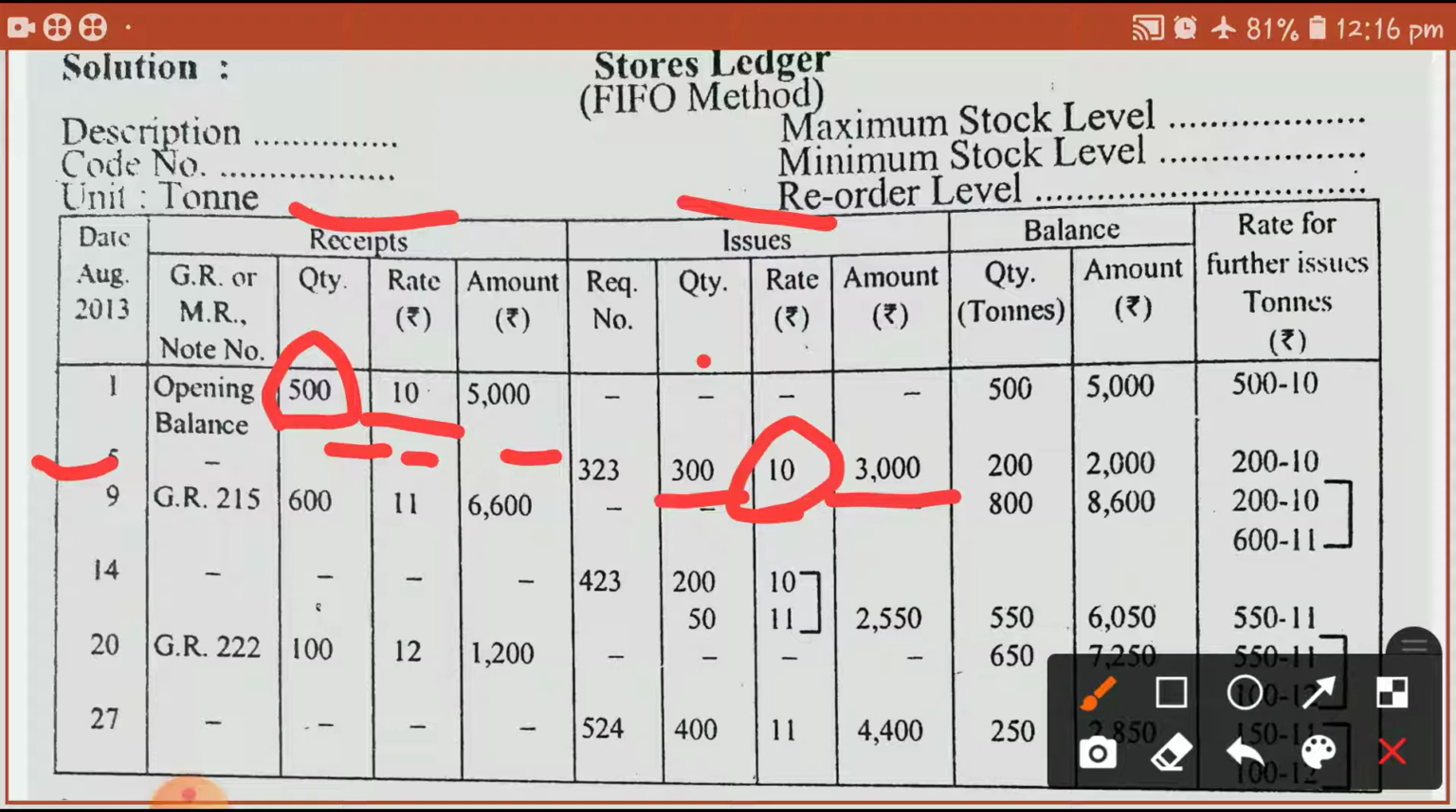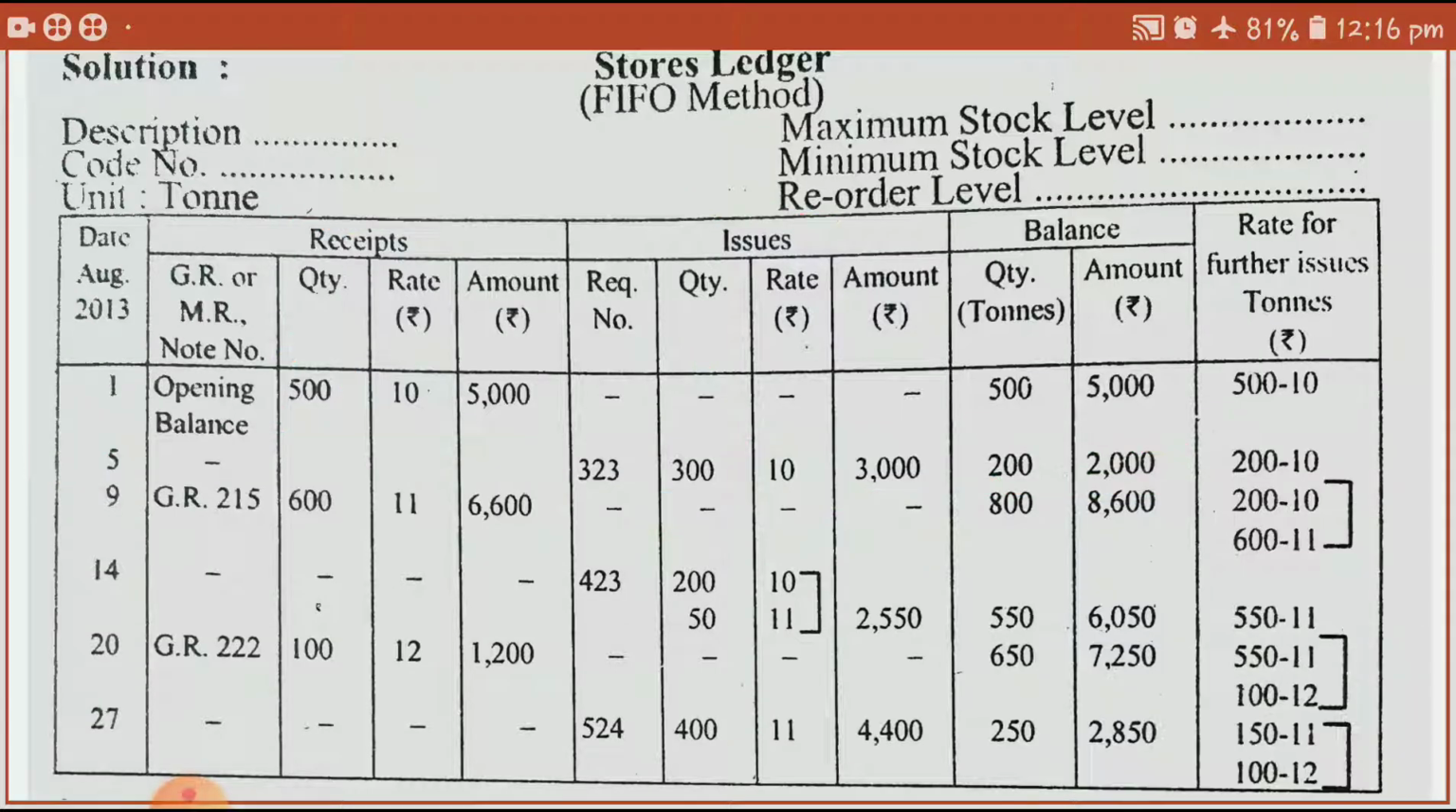Now we maintain the balance at the end of the date, on 5th. We had 500 earlier and we issued 300 out of this, so the remaining is 200, at 10 rupees, and 2000 is your total balance. So on 5th of August you have 200 units remaining at the rate of 10 rupees per unit and the amount is 2000. Like this you have to maintain each day's transaction.